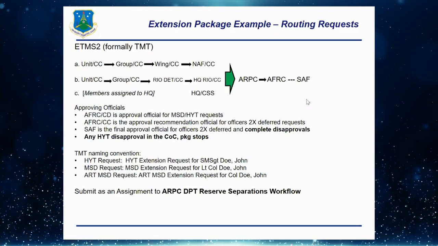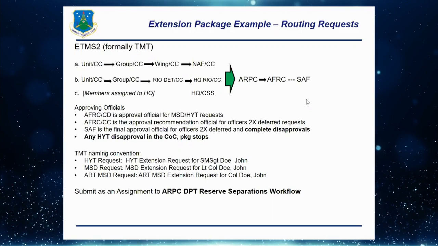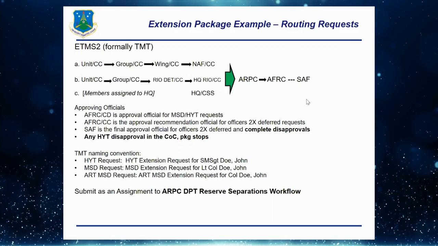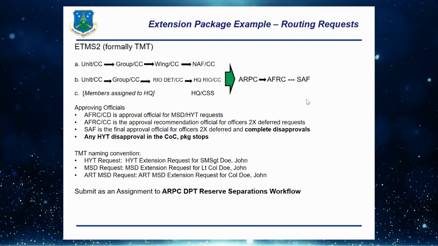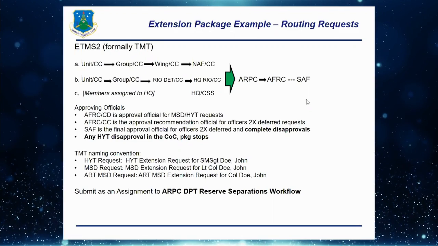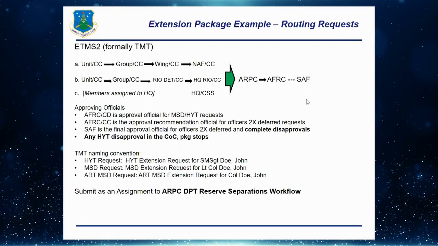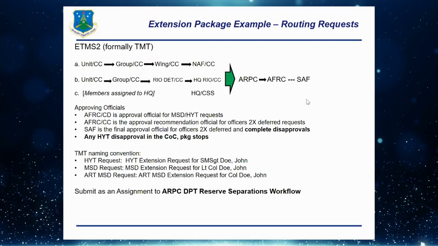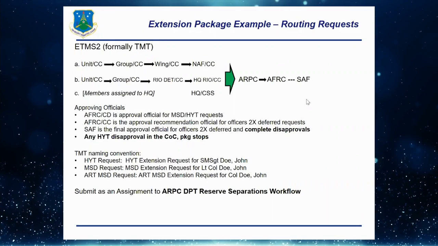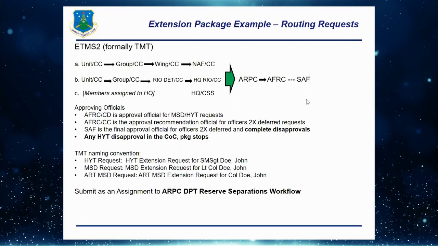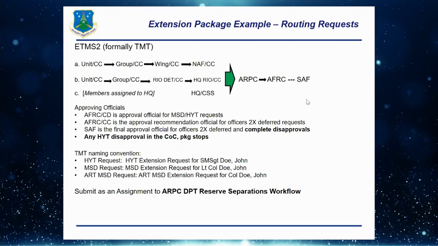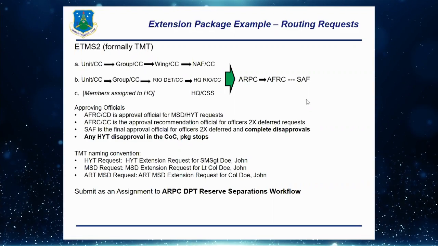And the ETMS2 naming convention, I'm just going to go over the top ones. Here's how we like to see the titles. You at the unit FSS level create the packages, so you have the ability to make these requests, to title them, as you will, because we can't change the title when it's en route. But for the first one, HYT extension request for Senior Master Sergeant Doe John. That's as simple as that. It helps us catalog the request and log everything. It's just a lot easier. It's better for business for us.